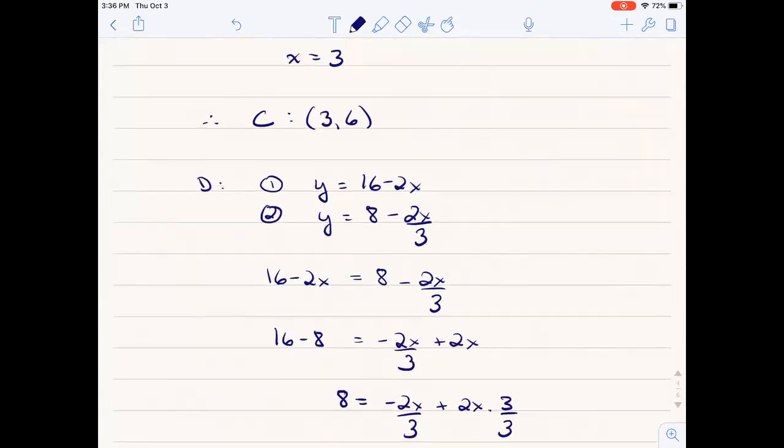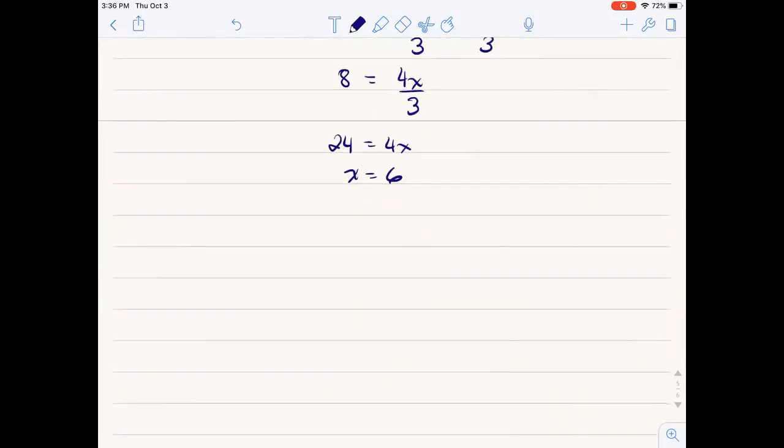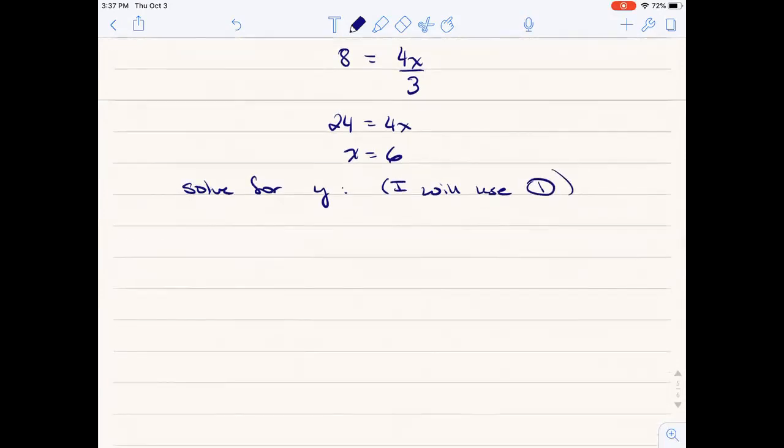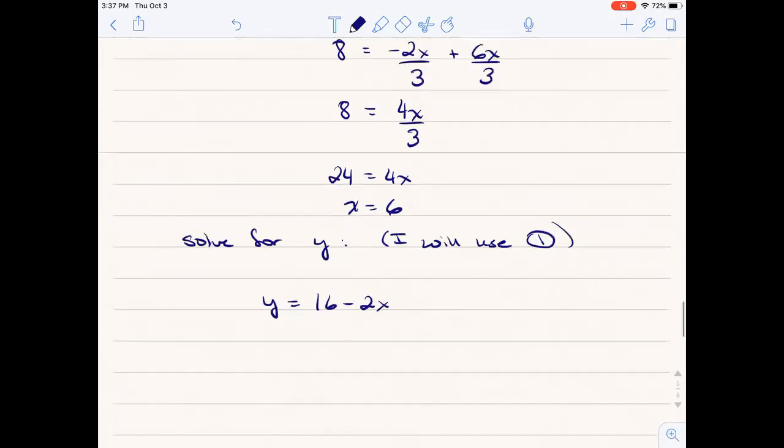Remember, we've got 2 equations to choose from for y. I'm gonna use equation 1 because it's easier, but you could just as well use equation 2. They have to be the same, because we force them to be the same at x equals 6. So 16 minus 2x, so now solve for y. I will use equation 1, which says that y is 16 minus 2x, I think.